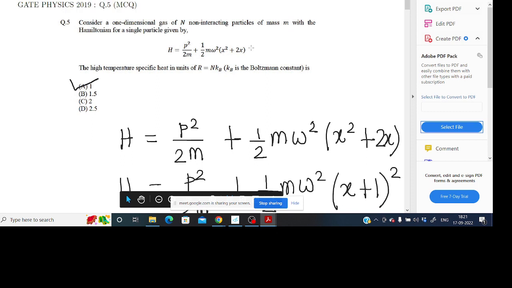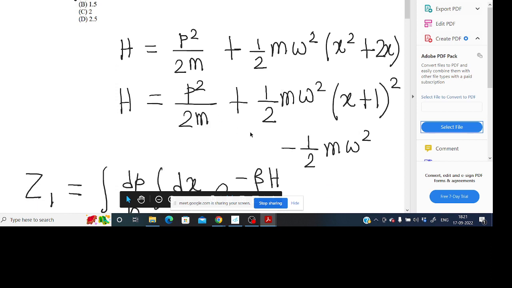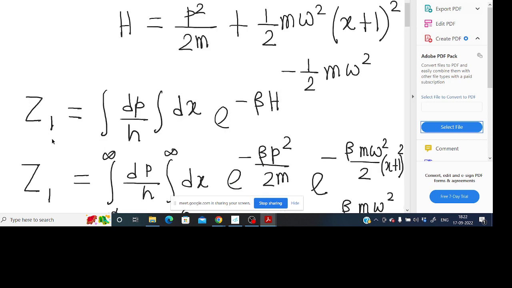So this was the question, right? Yes, sir. Okay. So the Hamiltonian was p square by 2m plus half m omega square into x square plus 2x. So this x square plus 2x can be written as (x plus 1) whole square minus 1, right? Yes or no? Yes, sir. Okay. And you all know about this canonical partition function. I have discussed it before, I mean, not the last class.